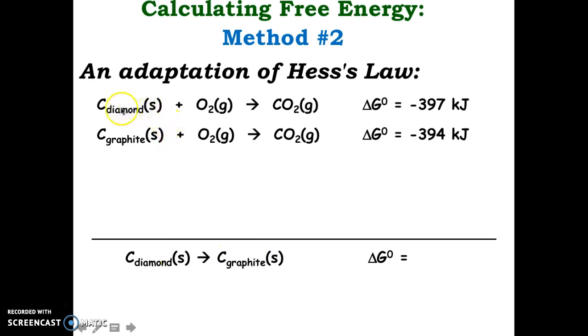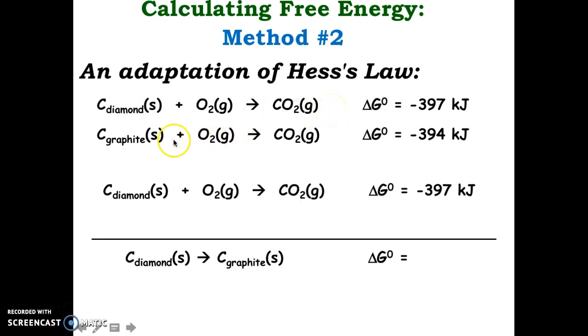So what am I going to do? Diamond is on the right side, so I'm not going to flip reaction 1. I'm going to keep it as is. Reaction 2, graphite, solid graphite, carbon, needs to be on the product side.